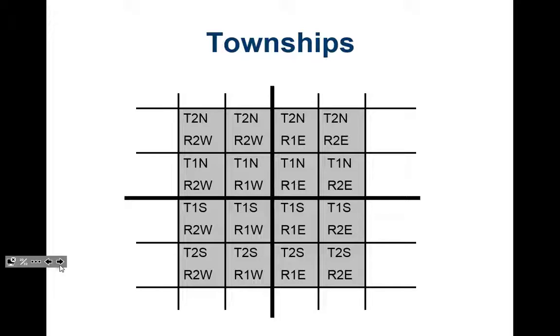Okay, now we get into some smaller areas. This map is commonly seen on my quizzes and on the final. You'll notice Township 1 North, Range 1 West. We are 1 township north, and we are 1 range west from where this baseline and this meridian intersect.